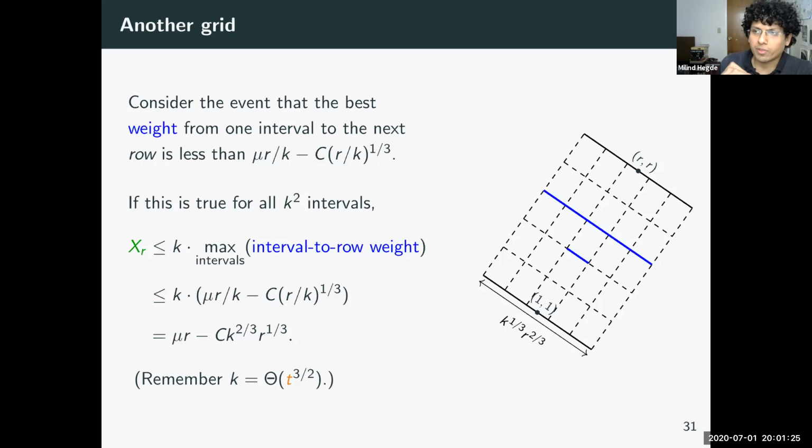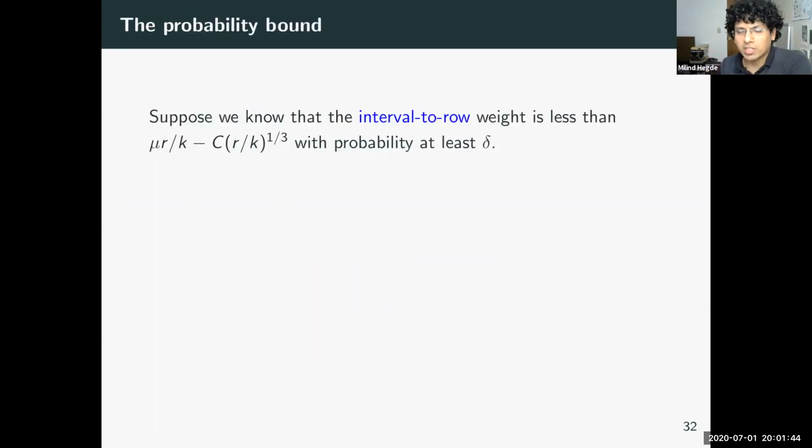So that means that the event that all of these k-squared interval-to-row weights are small implies the event that xr is small. And therefore, if you lower bound the event that all k-squared intervals are small, that lower bounds the probability that xr is small. So this is not something we've assumed. We've assumed that the weight from a point to another given point is small. We have not assumed that the weight from an interval to a line, a row, is small with positive probability. But suppose we knew this, right? Suppose we knew that the probability of this weight being small was at least delta.